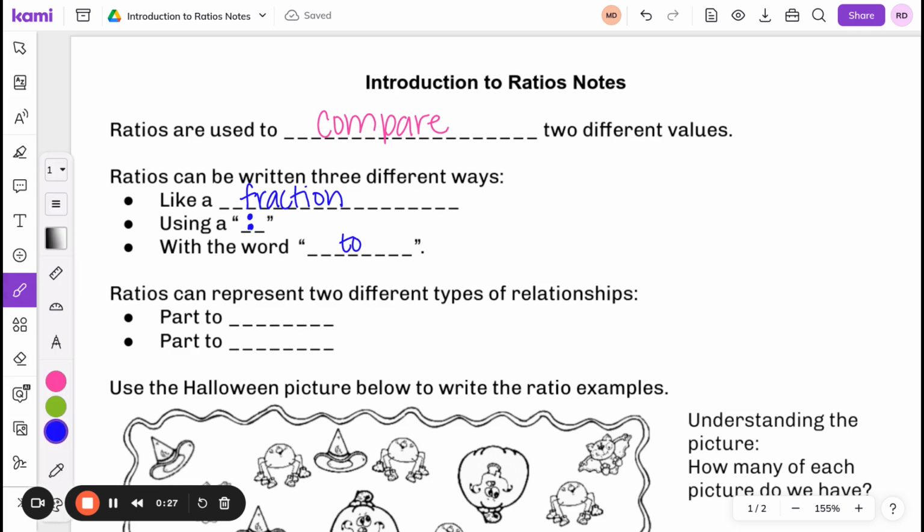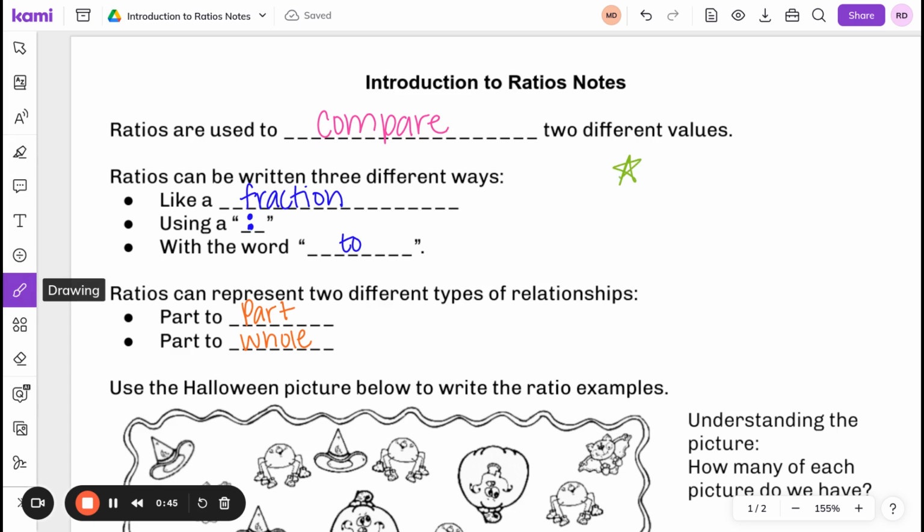Ratios represent two different types of relationships. They show a part-to-part or a part-to-whole relationship. So that part-to-whole is really why we write them as a fraction, because a fraction is just a part-to-whole relationship.